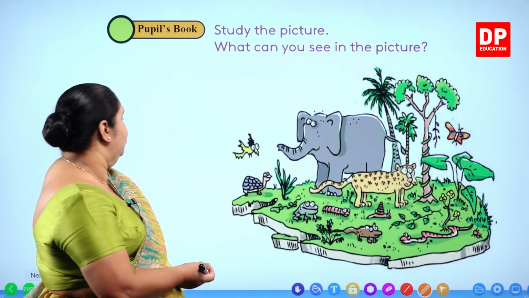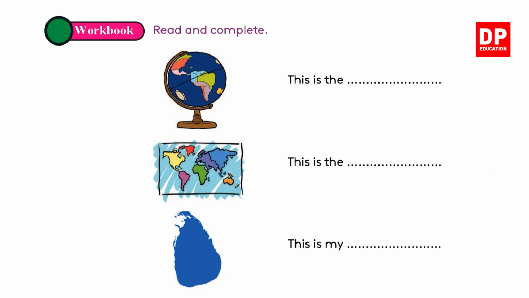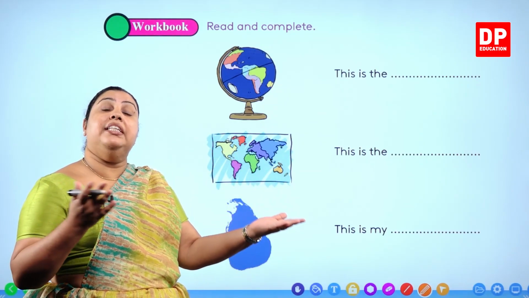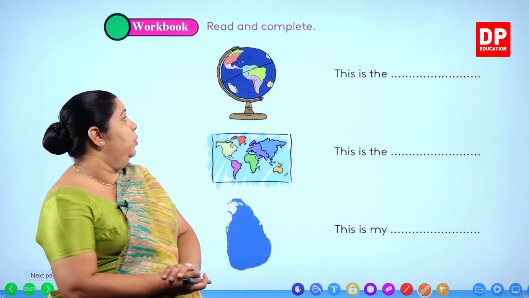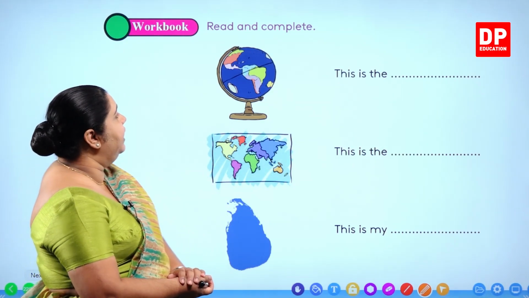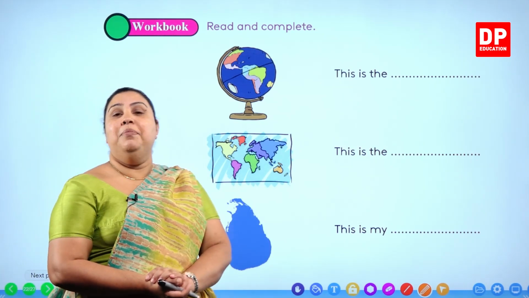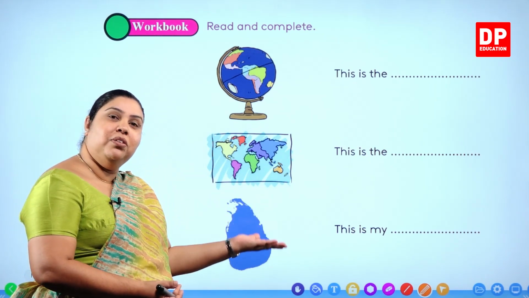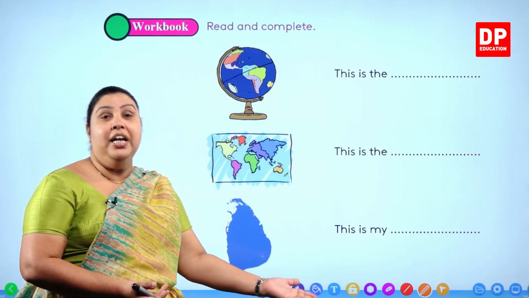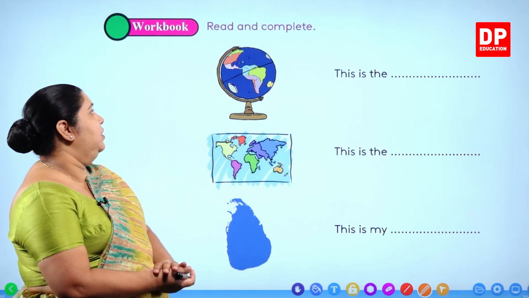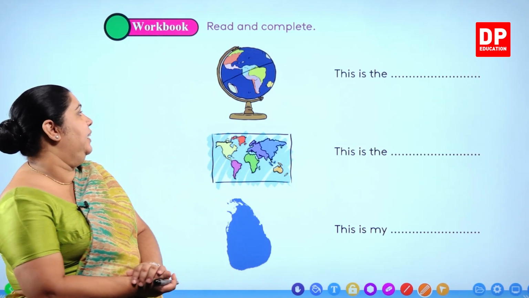So let's move on to our next slide and we'll see what we have to do in our workbook. Now let's try to complete our workbook activities with the things that we learned from our pupils book. Now let's see, read and complete. Children now know well what these are. We spoke about these things in the pupils book and as well as I brought you some beautiful pictures. We know the words. So now we are going to complete the sentence.